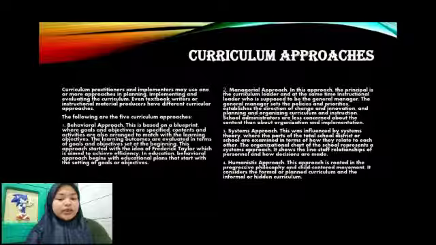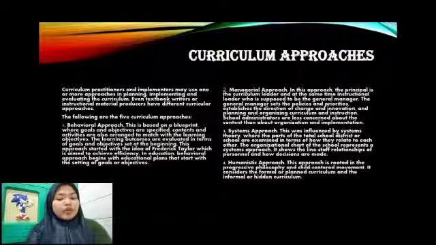Curriculum practitioners and implementers may use one or more approaches in planning, implementing and evaluating the curriculum. Even textbook writers or instructional material producers have different curricular approaches. The following are the 5 curriculum approaches.